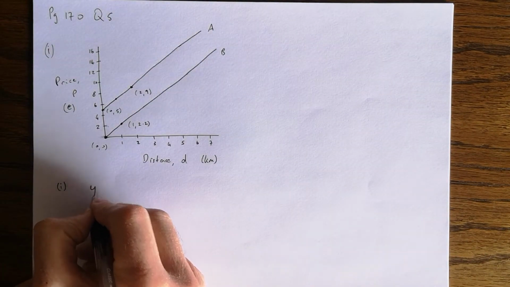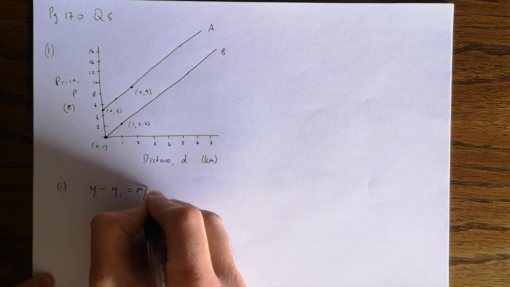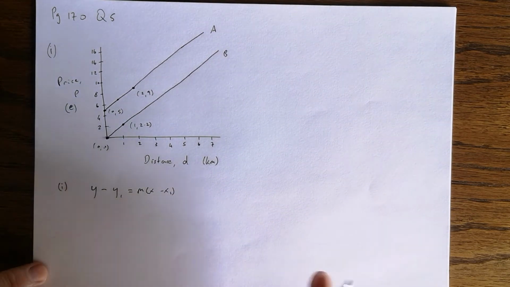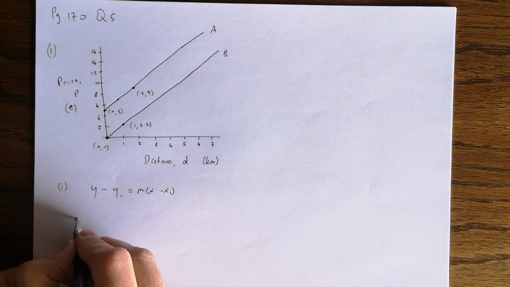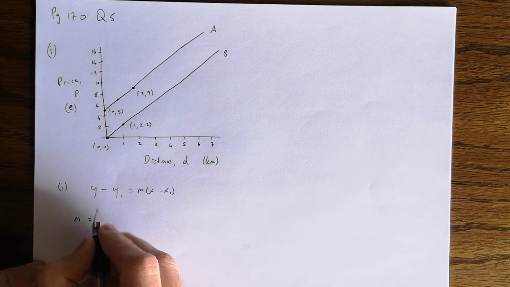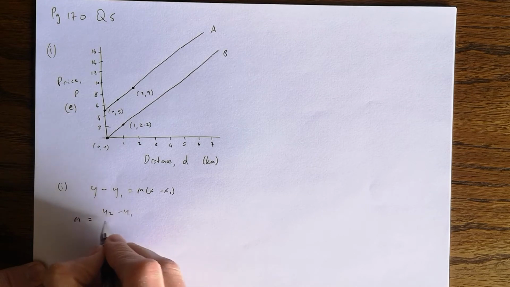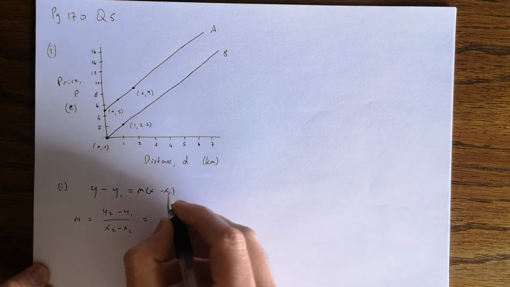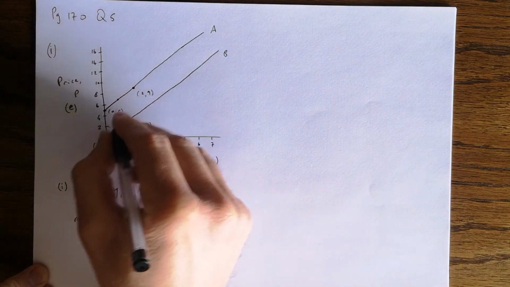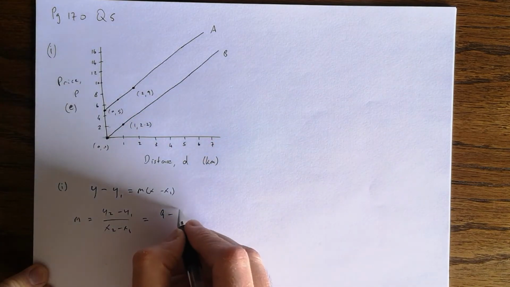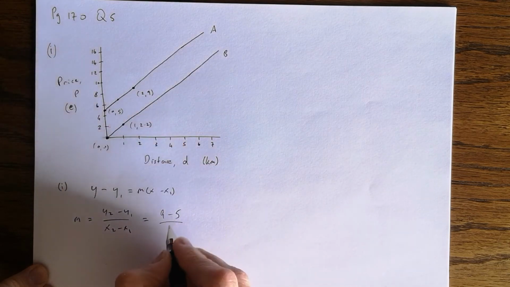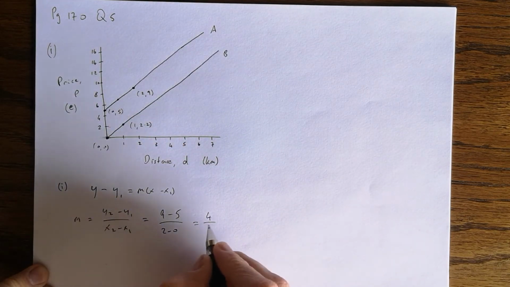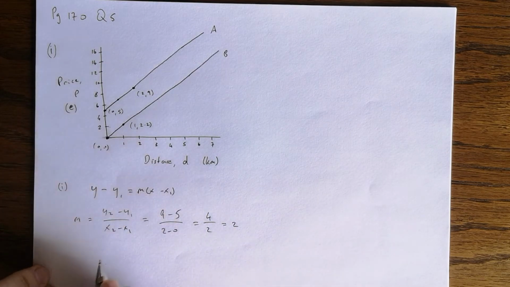To find the equation of a line, y minus y1 is equal to m(x minus x1). I need to find the slope. To find the slope, I'm going to use y2 minus y1 over x2 minus x1. So m is equal to 9 minus 5, using these 2 points here, all over 2 minus 0. So 9 minus 5 is 4, 2 minus 0 is 2, which is 2. So the slope is 2.